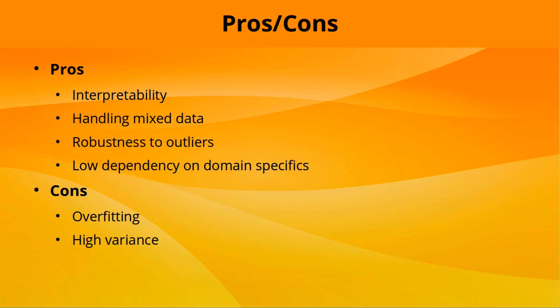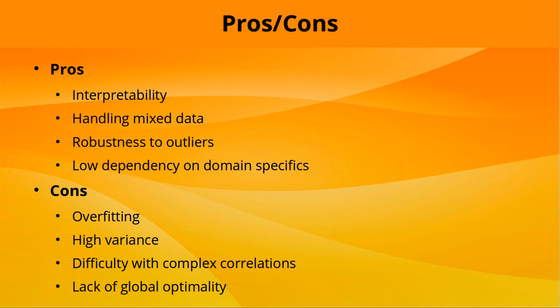improve generalization. Difficulty with complex correlations. Decision trees struggle with capturing complex correlations between features since they make independent decisions at each split node. Lack of global optimality. Decision trees optimize locally at each node, making decisions based only on the information available at that specific node, risking not considering the full range of possible splits and optimal solutions globally. To mitigate this issue, techniques such as boosting algorithms and cascade decision trees have been developed.